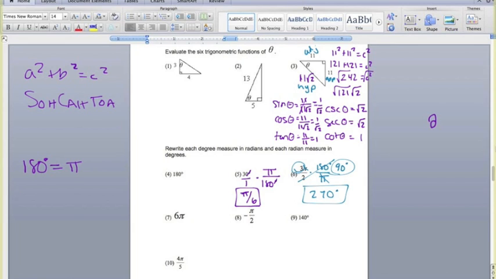Number 9 has degrees in it, so I'm going to put degrees on the bottom, which puts pi on the top. And then we want to reduce 14 and 180. Well, I can cancel out the 0, so dividing by 10, and then they both reduce by 2, so we have 7 pi over 9. So we're just going to do 180 and pi, set it up so that what you're given cancels. Questions on that type of problem?